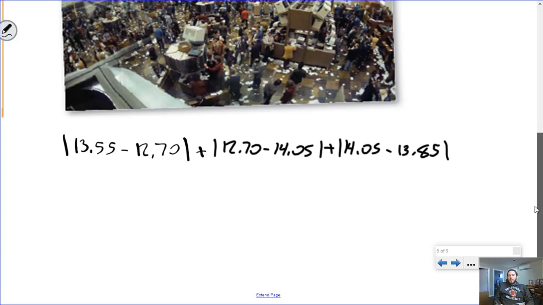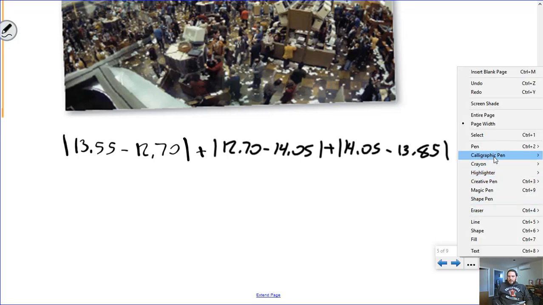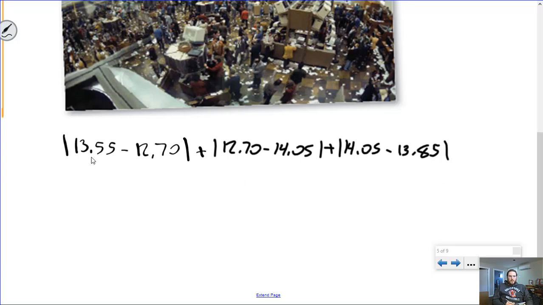Is it a safe stock? Is it a volatile stock? Is there high risk, low risk? Right? So that's what we're going to figure out now. So then let's do these three subtractions. And then once we have their answers, we're going to take their absolute values and add those three numbers together to figure out how volatile this stock ends up being.